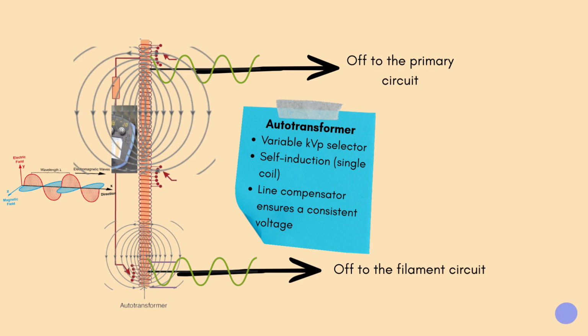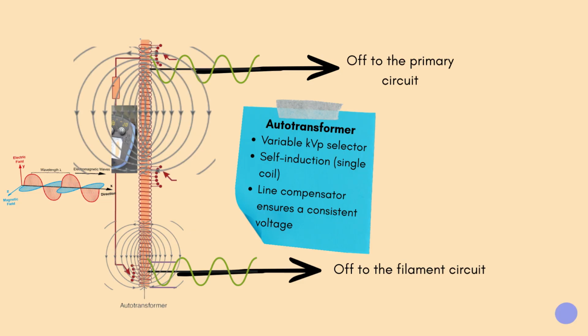So a line compensator is attached here to make sure that our X-ray circuits always are using an exact amount of energy. It uses self-induction, and I gave us those flux lines we've been talking about here to show you. All self-induction means is that you only need one coil of wire to get your flux line and induce a current to keep flowing.